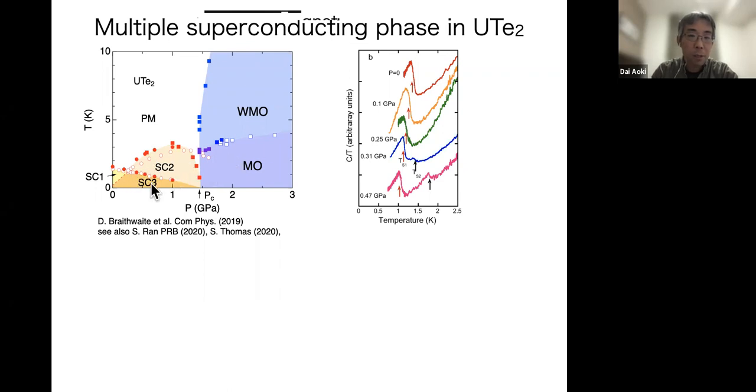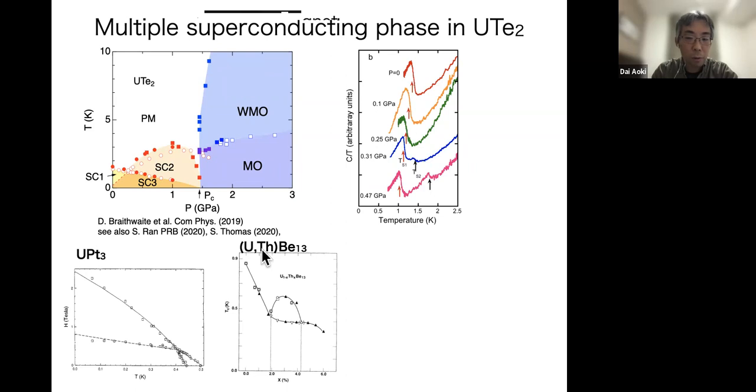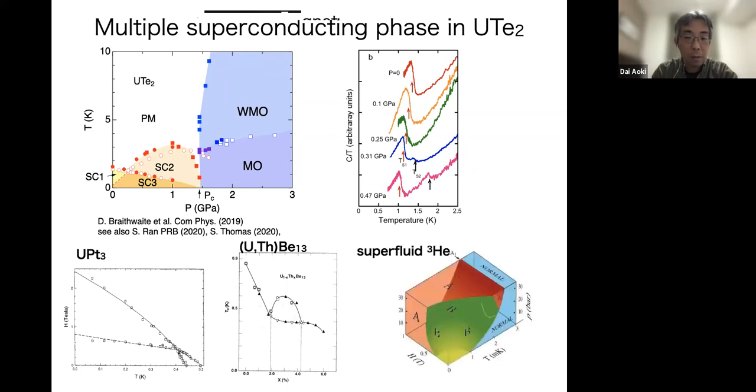So these multiple superconducting phases are similar to the well-known cases of UTe2 or thorium-doped UBe13. Multiple superconducting phases are observed in UTe2, and the order parameters are different between the different phases, and in UBe13 as well. And of course, the well-known case is helium-3, where the A and B phases are known. This is a kind of evidence for a spin-triplet state, because in a spin-triplet state there are spin and orbital degrees of freedom, so there is a possibility for this kind of multiple superconducting phases.